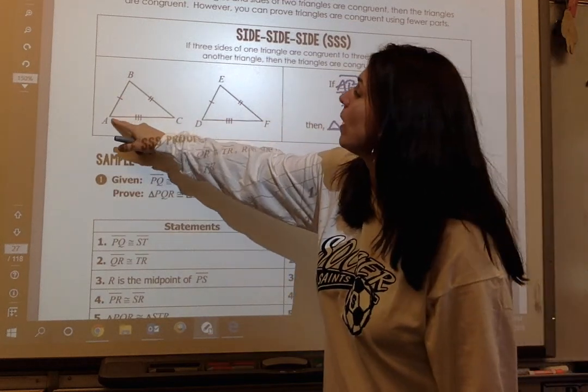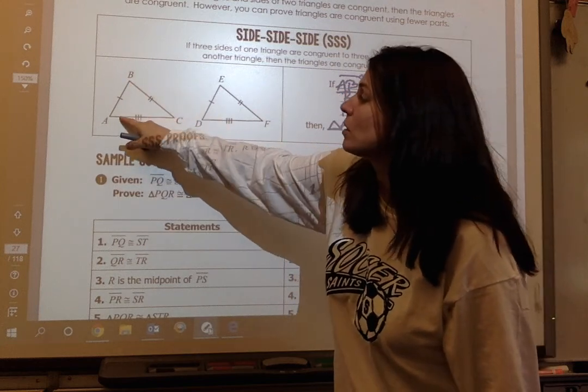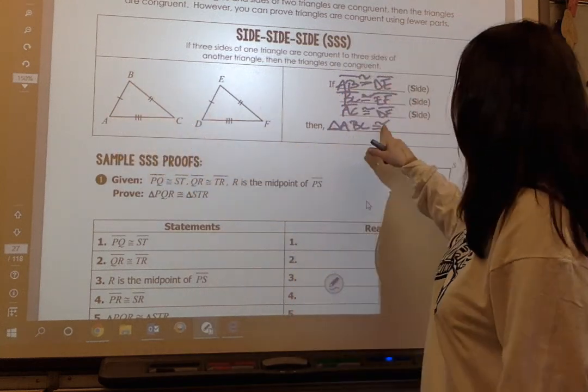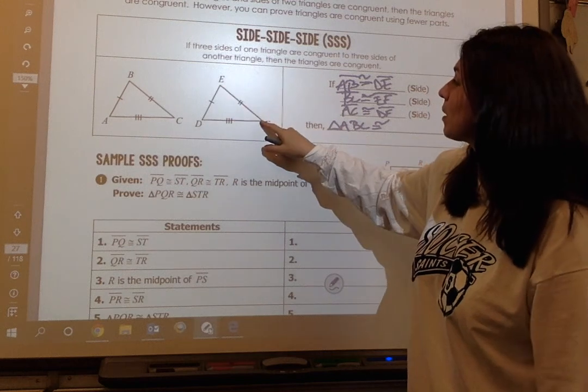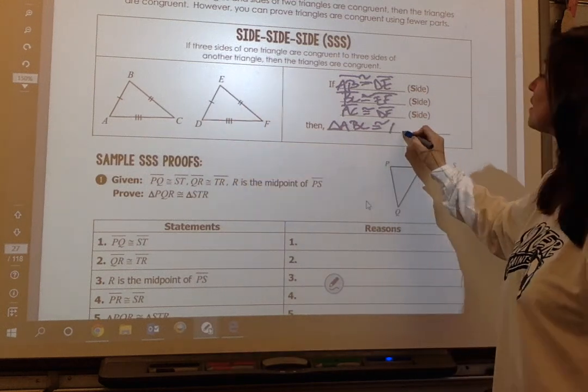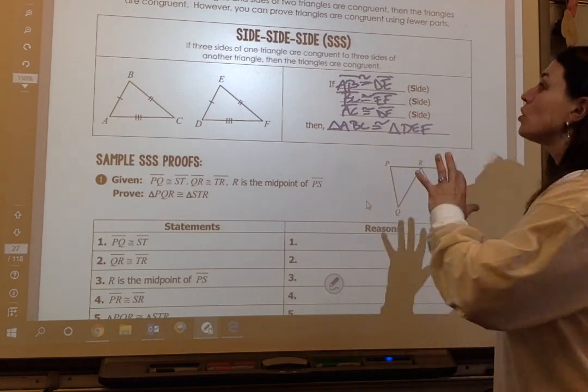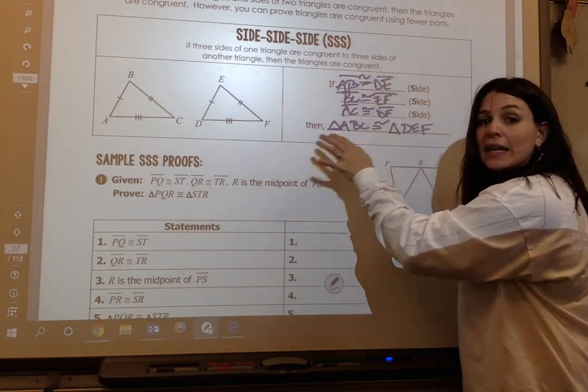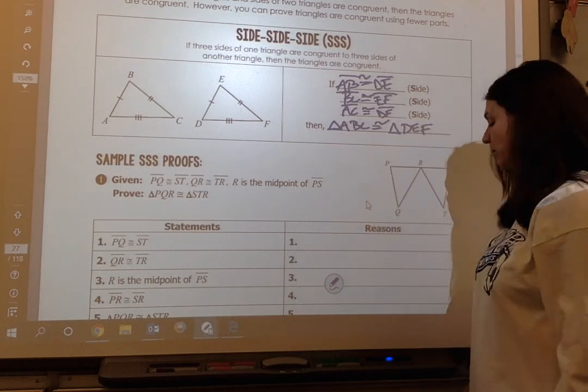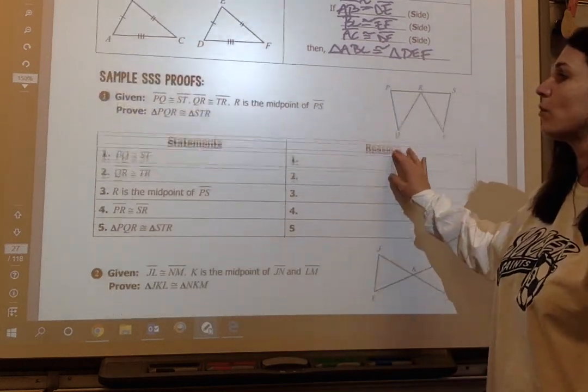Notice I have to go in the same way. 1 tick mark to 2 tick marks to 3 tick marks needs to be the same over here. 1 tick mark to 2 tick marks to 3 tick marks. So it has to go in the order D, E, and F, which we've already talked about. So because of side, side, side, I can now make my Big Daddy statement. Okay? Keep that in mind as we go through these.